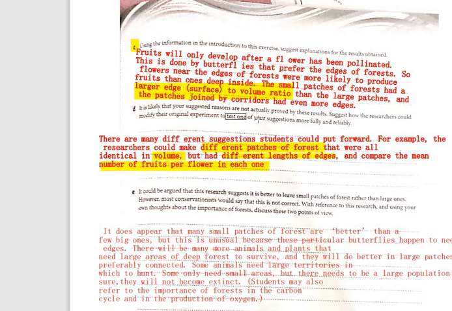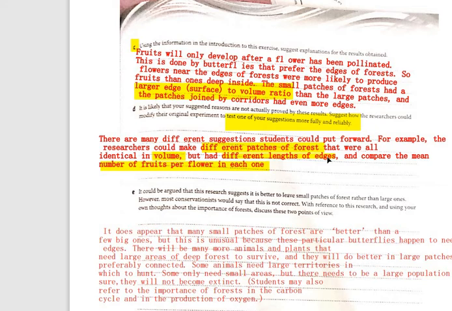Since it's asking to test one of your suggestions more reliably and carefully, you could just say they could make different patches of forest that were all identical in volume, but had different numbers of patches. For example, if you only have one patch of area A, one patch of area B, one patch of area C, this is not enough for the investigation to be reliable. So now they're asking for reliability, you must have more patches of these three areas, more in number.